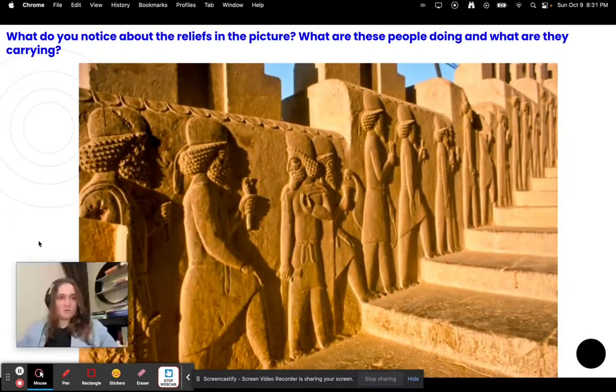All right, so here's my next question. What do you notice about the reliefs in the pictures? What are these people doing and what are they carrying?